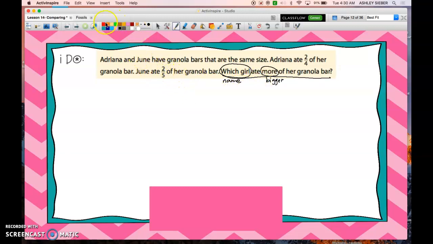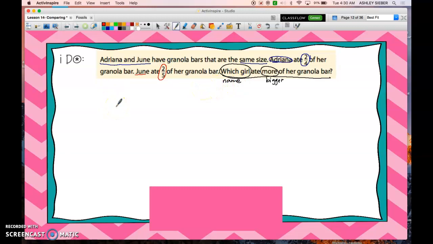All right, so let's go back up to our words. Adriana and June have granola bars that are the same size. That's important because remember, I can't compare fractions that are not the same. Adriana ate 2/4 of her granola bar, and June ate 2/5 of her granola bar.